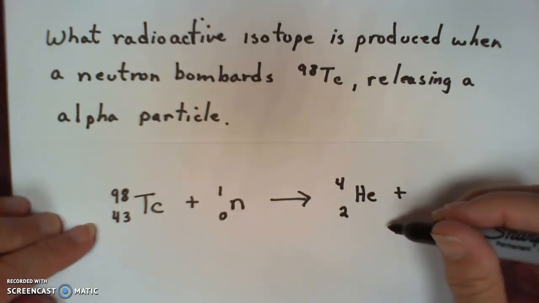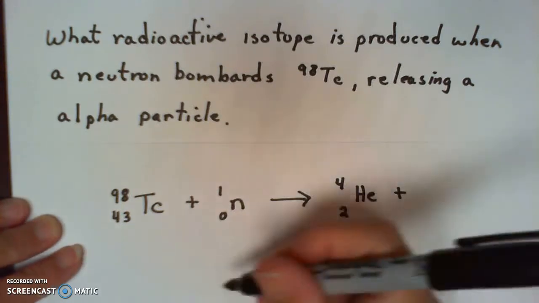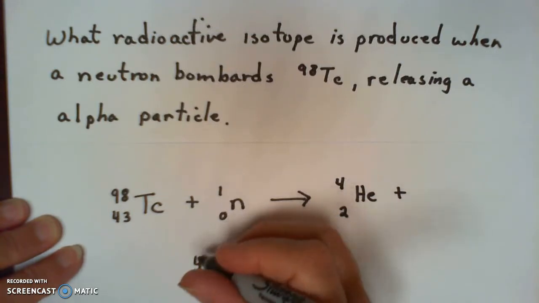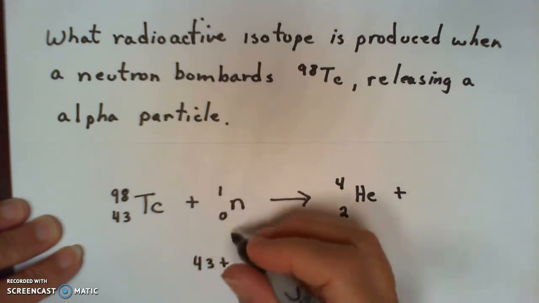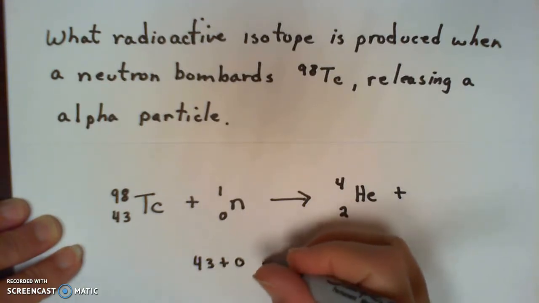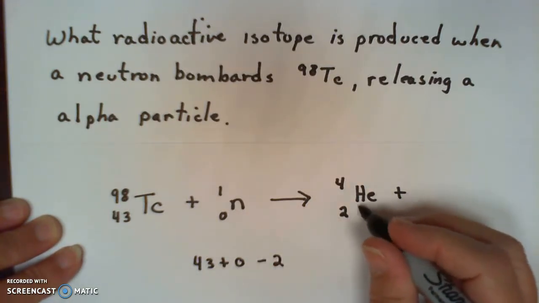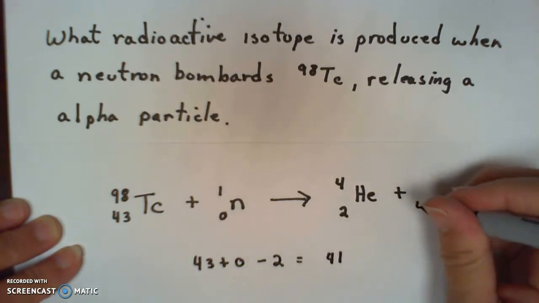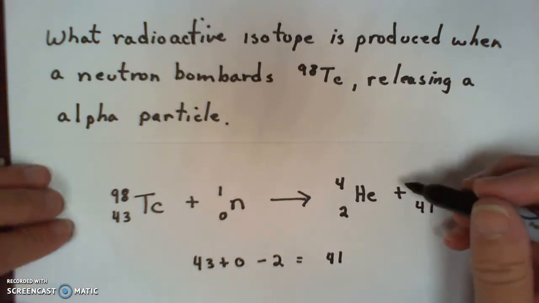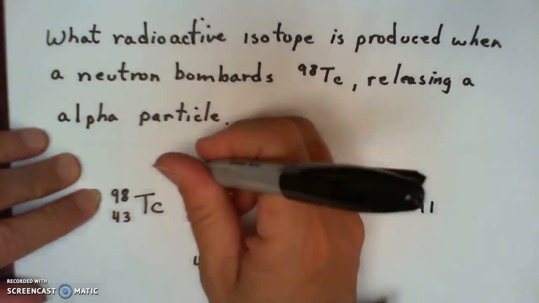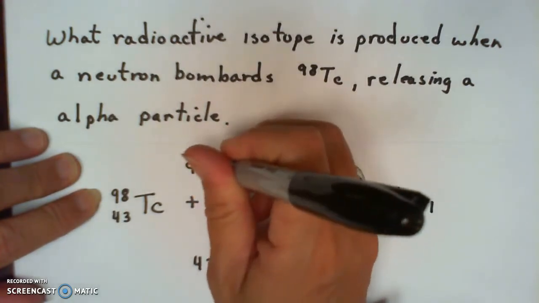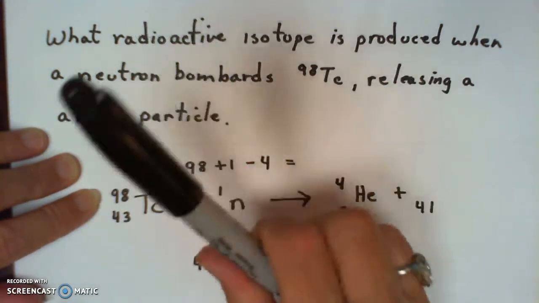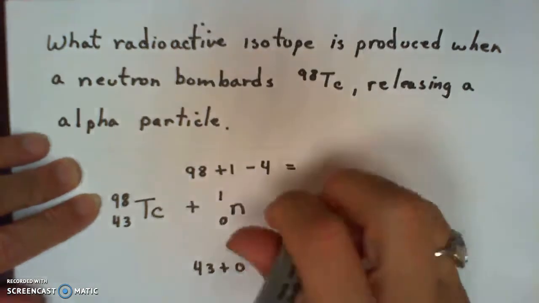So let's add up our numbers on the bottom first, to get an atomic number. The atomic number of our new isotope is going to be 43 plus 0 from the neutron minus 2 that we lose to the alpha particle. So it's going to be 41. Let's see what we can figure out about the mass number. The mass number is going to be 98 plus 1 minus 4. So the mass number is going to be 95.